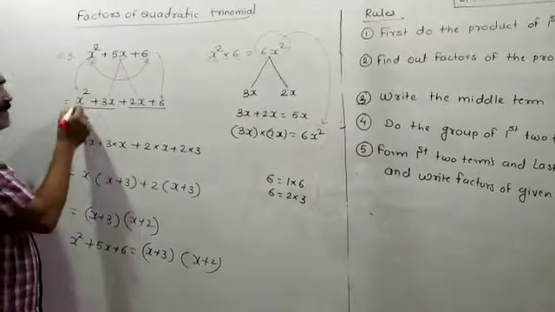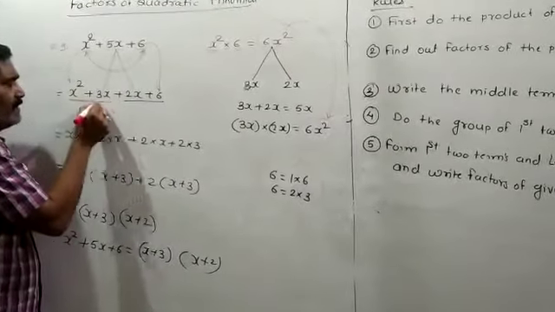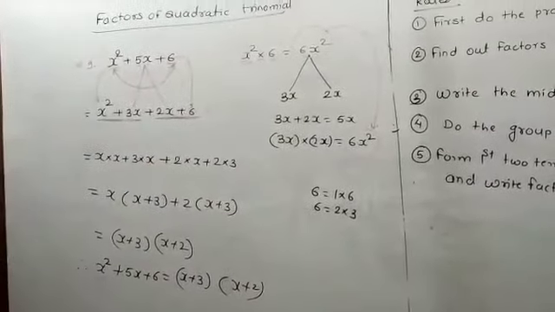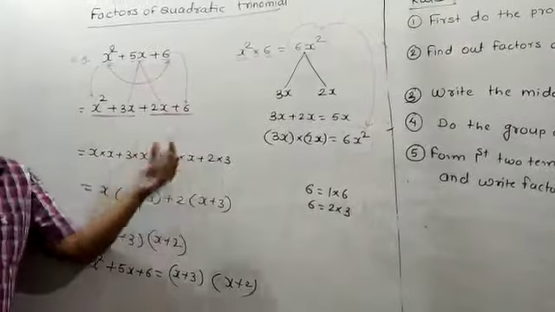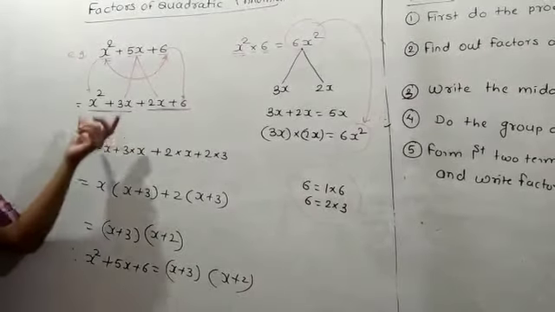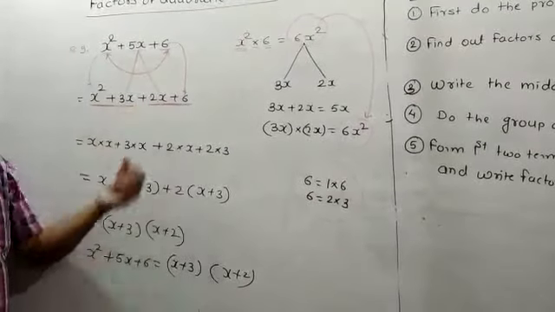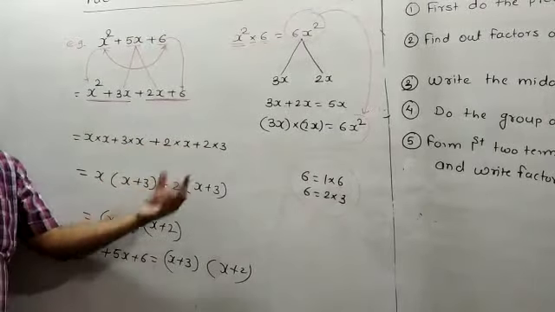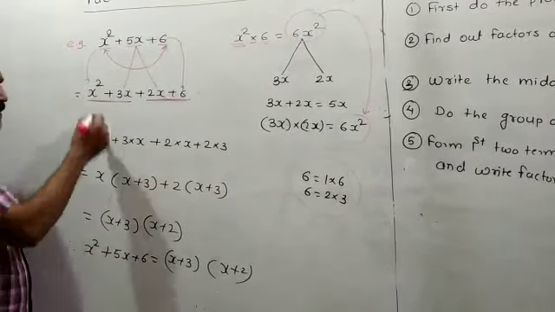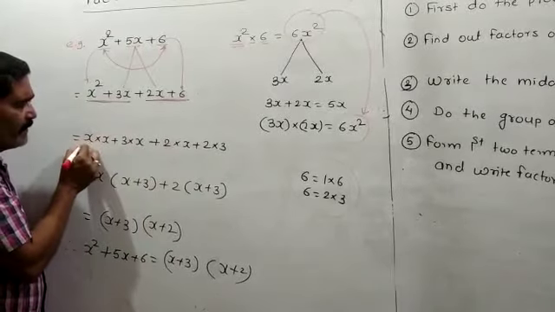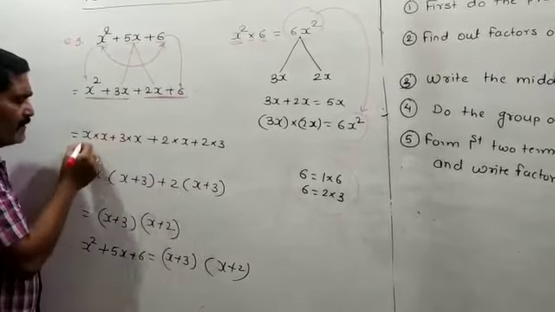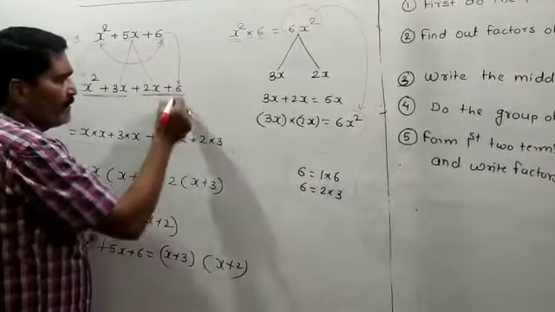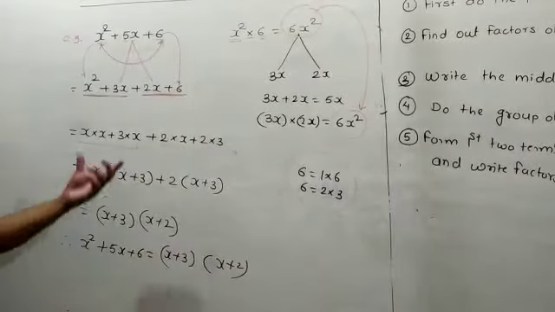The next important step is that you have to underline the first two terms and underline the last two terms. You have to make the group of the first two terms and the group of the last two terms. And after making the groups, you have to write the first two terms in the product form and the last two terms in the product form. Means x square I will write as x multiplied by x, and this 3x I will write 3 multiplied by x. This 2x I will write 2 multiplied by x. 6 I will write 2 multiplied by 3.